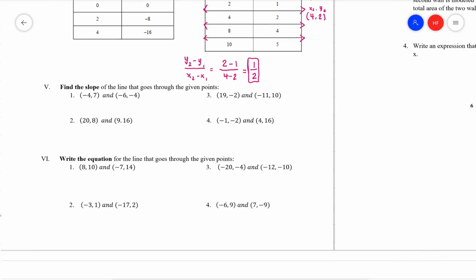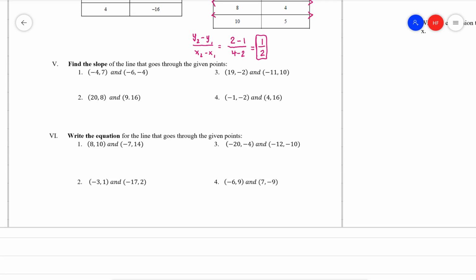Then on section 5, find the slope of the line that goes through the given points. So now this is where our practice with the slope formula will come in handy. I'm just going to do number 1. Give y'all some practice with 2, 3, and 4. So our slope formula is right here. So we're going to label our points. We've got x1 and y1, x2 and y2.